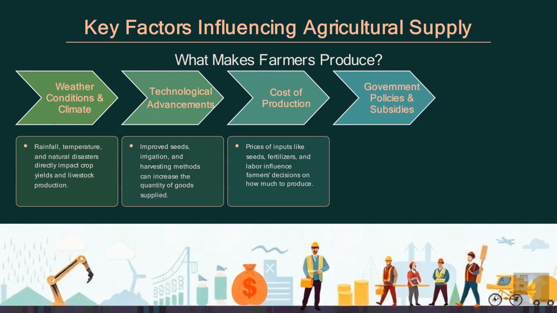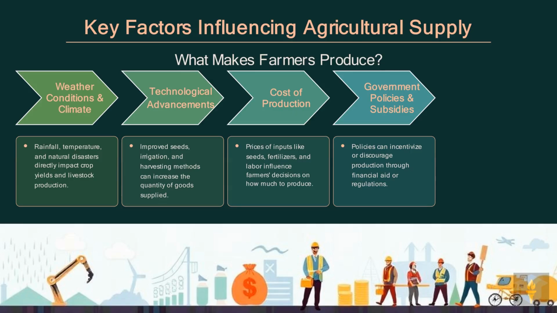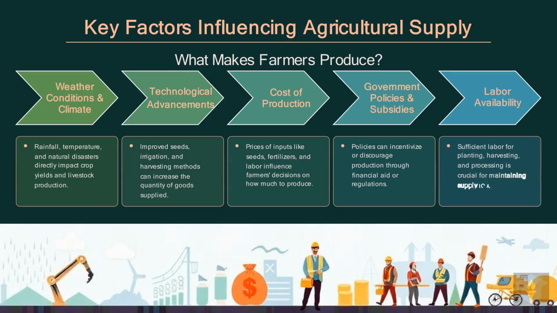Government policies and subsidies can dramatically shape agricultural production. These policies can either incentivize or discourage production through financial aid programs or regulatory measures. Labor availability is the final key factor we'll discuss. Having sufficient workers for planting, harvesting, and processing is absolutely crucial for maintaining supply levels.